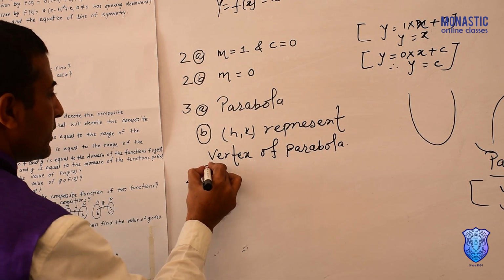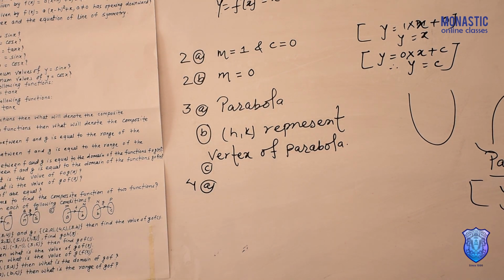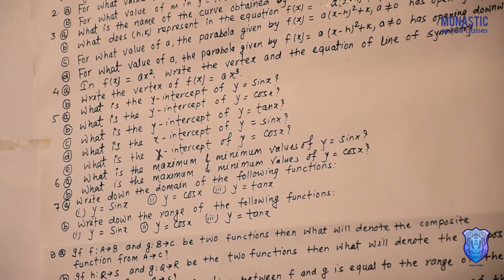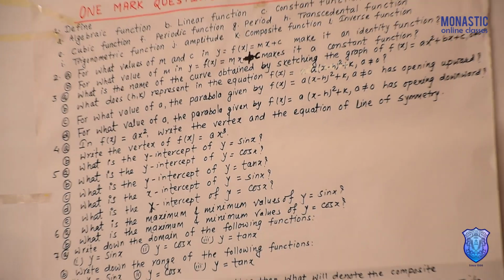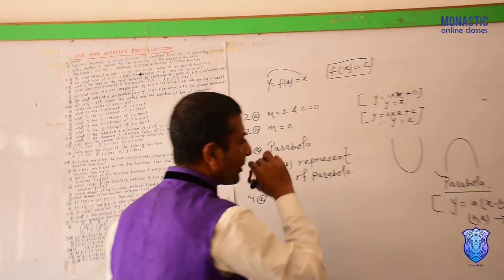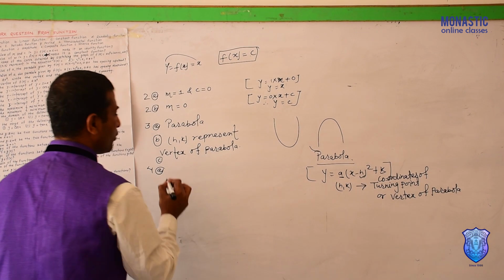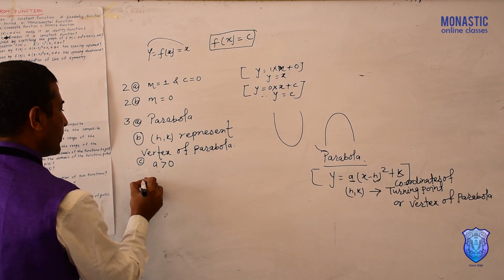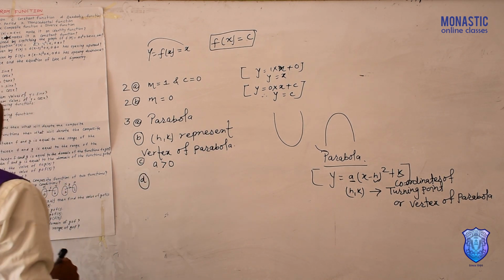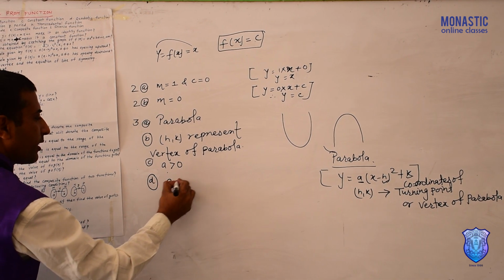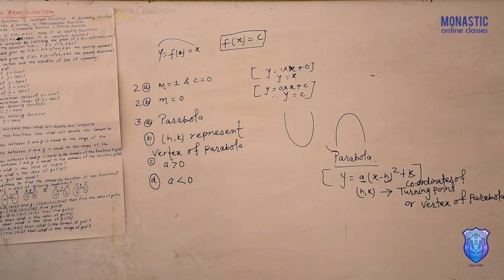In question number c, for what value of a does the parabola f of x equal a times (x minus h) whole square plus k, where a is not equal to 0, open upward? The mouth will be opening upward. The condition is that this value must be positive. It means the answer to question c is a is greater than 0. Question d, opening downward: for opening downward, a is less than 0.